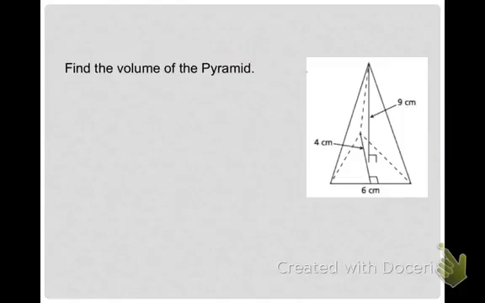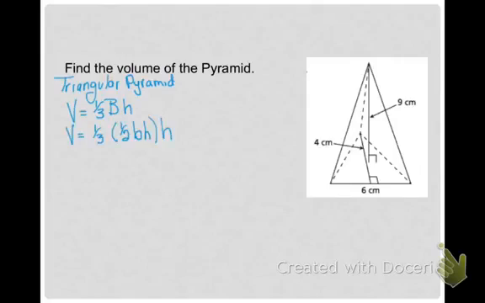So let's find the volume of this triangular prism. Oh, I said prism, but I really meant pyramid. Okay, so we're going to put down our formula, which is 1/3 the area of the base times the height. Since this is a triangular base, let's change that to 1/2 base times height. Now, I've put it in parentheses here just to set it off. You don't need those parentheses.